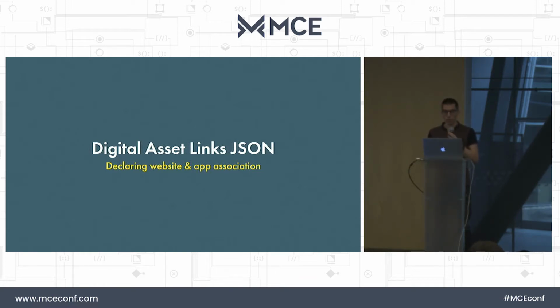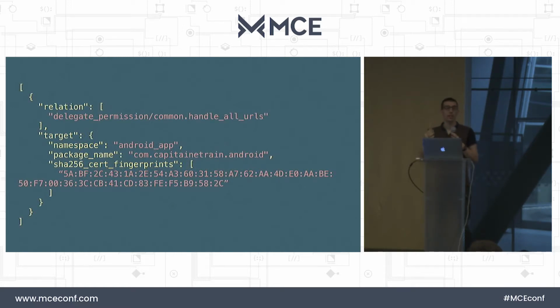So you can go to developers.google.com/digital-asset-links, and you will get the documentation about that. But basically, it is a list of blocks, and each block defines a source, a relationship, and a target. So the source, in our case, is the website. The relationship here is how you delegate something to the target, and the target will be our Android application. Okay, so let's deep dive into that.